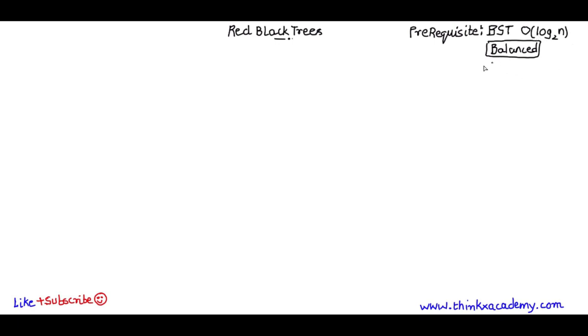We know that a balanced binary search tree is a binary tree in which the difference of the height of the left subtree, I'm going to write it in short as LS, and the height of the right subtree should be less than or equal to 1. So this is the basic concept behind the balancing of the trees.